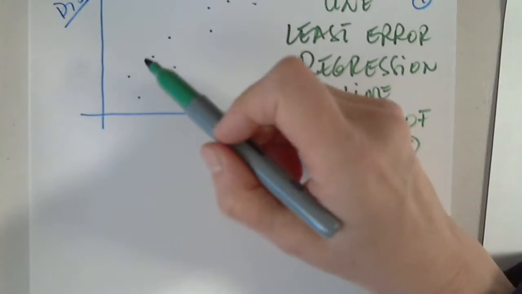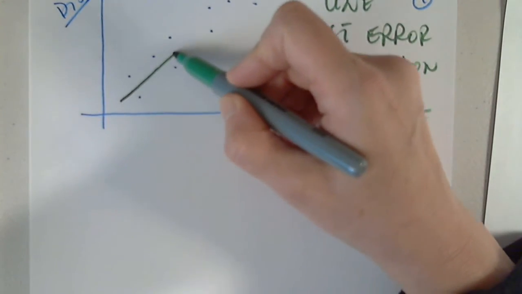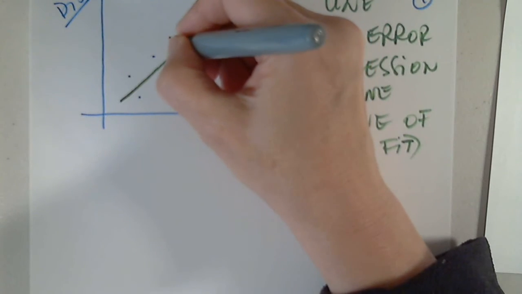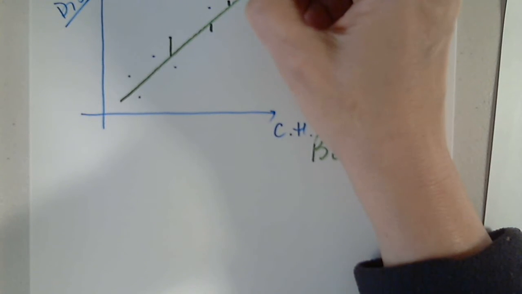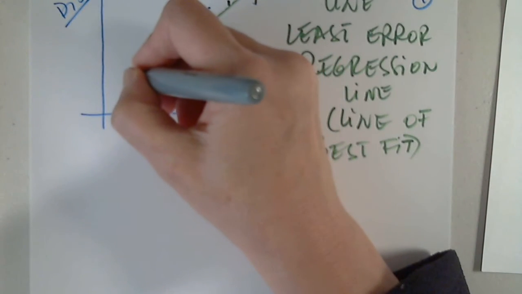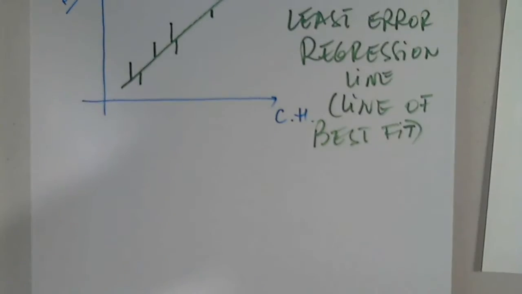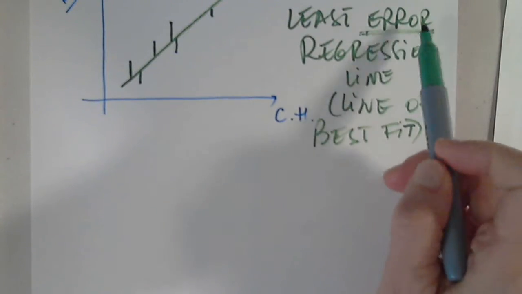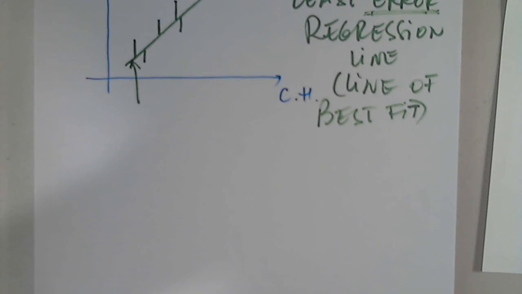So the line that, not this line, but the line that has the least error. What does that mean? The distances from the actual points to the line are the smallest possible. All these distances are the smallest. In other words, the least error possible. And this is called the regression line, the line that you see in red in StatCrunch.